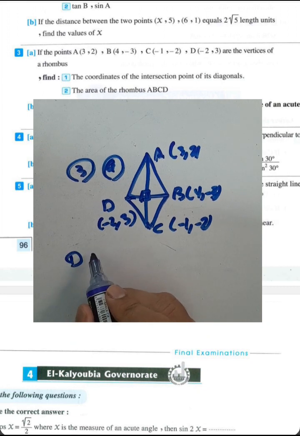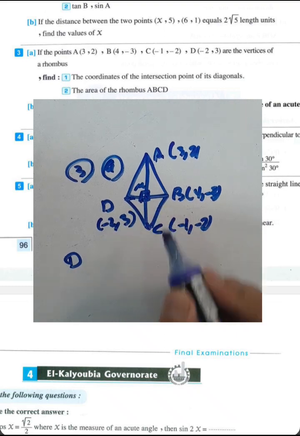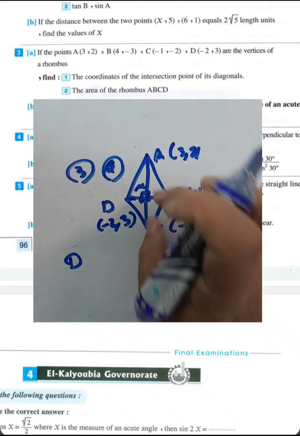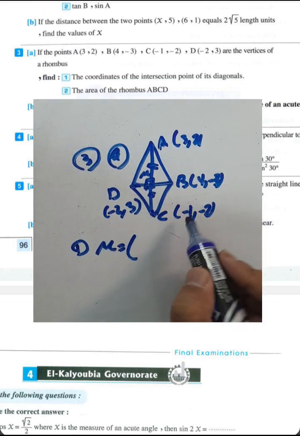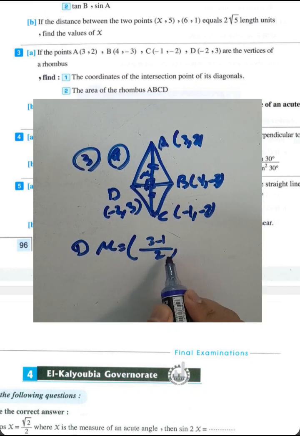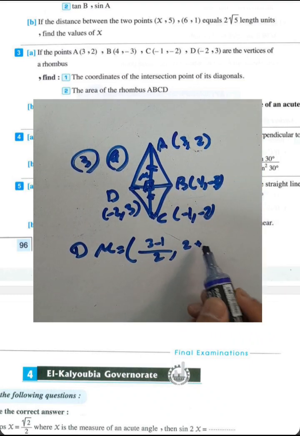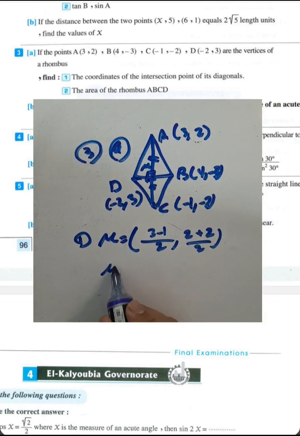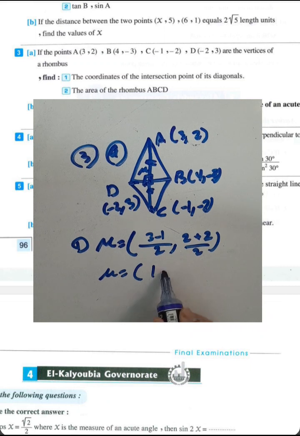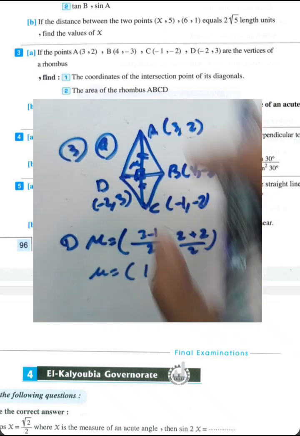Question number 1, find the coordinates of the intersection point here. I'll put here M. M lies between A and C in the middle. Then M equals, we add 3 and negative 1 over 2, and 2 and negative 2 over 2. 3 minus 1 is 2, 2 divided by 2 is 1, and 2 minus 2 is 0, 0 divided by 2 is 0. Then the result will be 1 and 0. It's the midpoint between A and C.